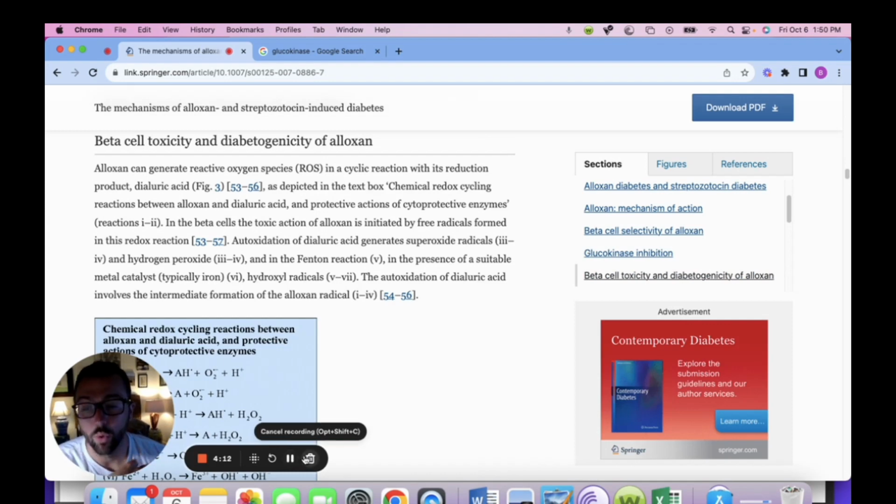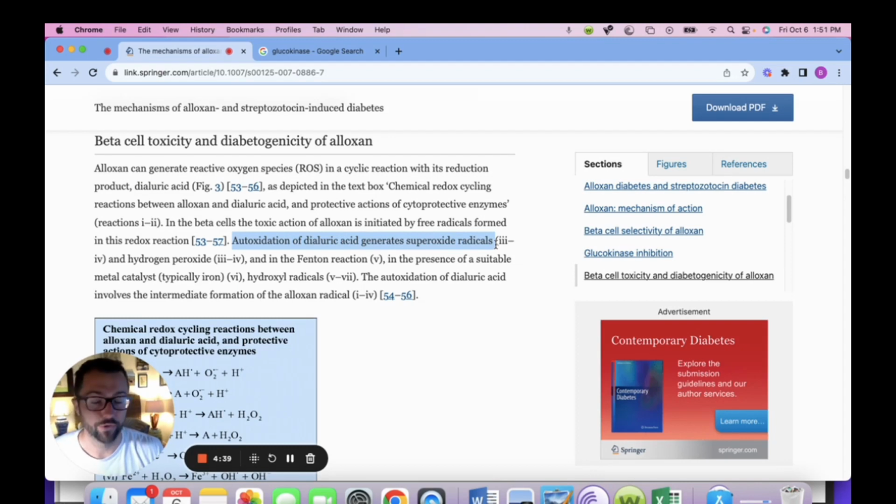In its ability to also create reactive oxygen species, once alloxan has been let into the cell through that GLUT2 transporter, it starts to get reduced into something called dialuric acid. Now, dialuric acid is something that initiates, you can see here, generates superoxide radicals. Superoxide radicals are a type of reactive oxygen species. So it creates these superoxide radicals and hydrogen peroxide.